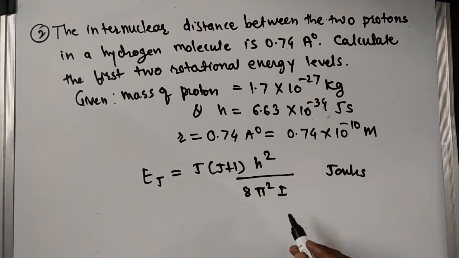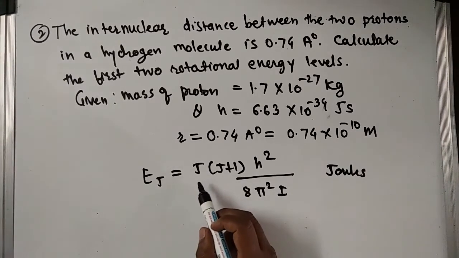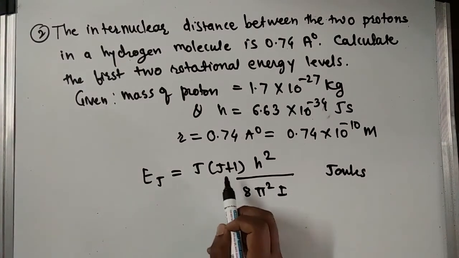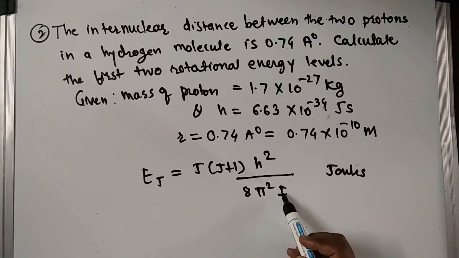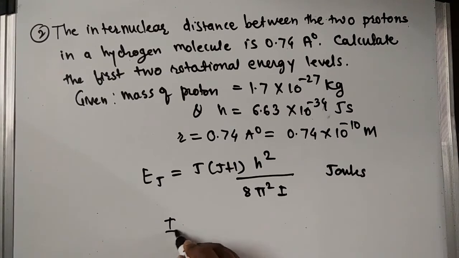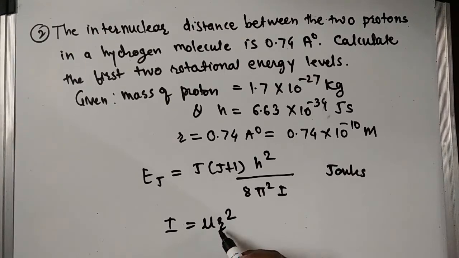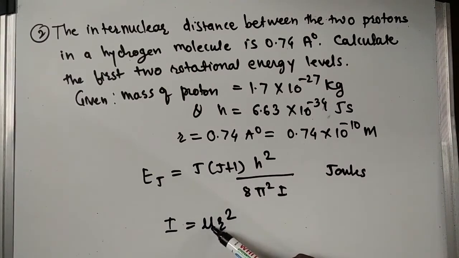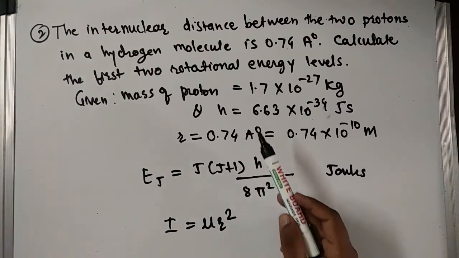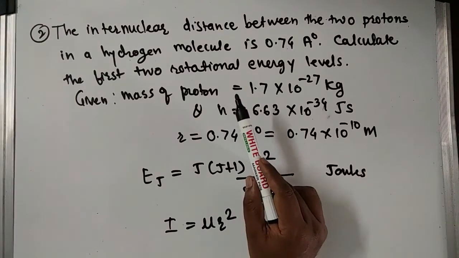Now here we will calculate in joule, right? This J we call the rotational quantum number. h is Planck's constant, which is given, and 8 pi square is a constant, so we have to calculate I. What is I? I is the moment of inertia. We know the moment of inertia formula: I is equal to mu into R square. R, the internuclear distance, is given, so we have to calculate mu, the reduced mass.